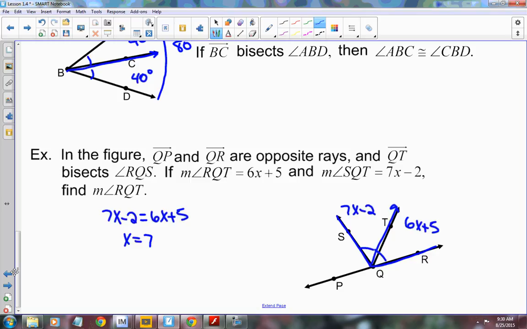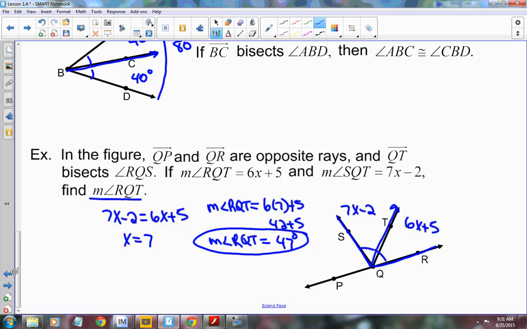No, and this is where a lot of you stopped on your quiz. You found x and you didn't go and find actually what they were looking for. I'm looking for the measure of angle RQT. So to find the measure of angle RQT, you have to go and plug in. It'd be 6 times 7 plus 5, which is 42 plus 5, which is 47. So the measure of angle RQT is 47 degrees.